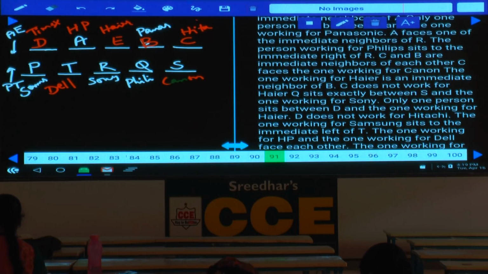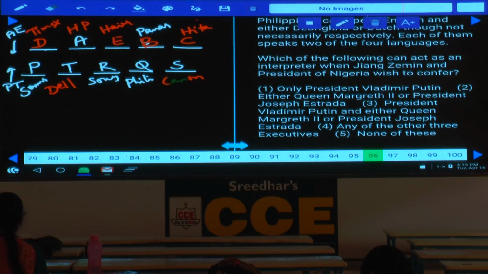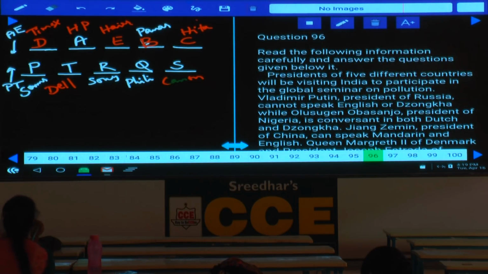Now in this one, what is the information given here? 96 to 100. Now presidents of 5 different countries will be visiting India to participate in the global seminar on pollution. Then who are those 5?